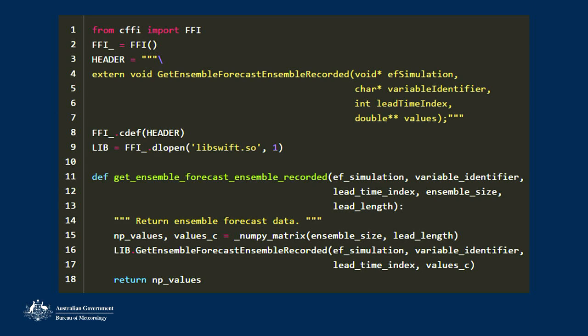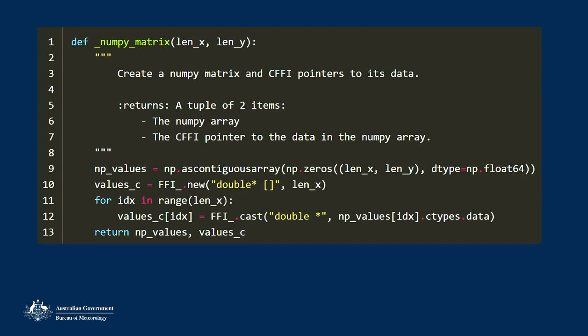But for the NumPy array, to share that memory, we need to do a bit more work. And this is what's going on in line 15. So this function creates a NumPy array, and then it creates some view of the underlying data that we can then pass to C. So in our example, len y is the number of ensembles, and len x is just the number of time steps.